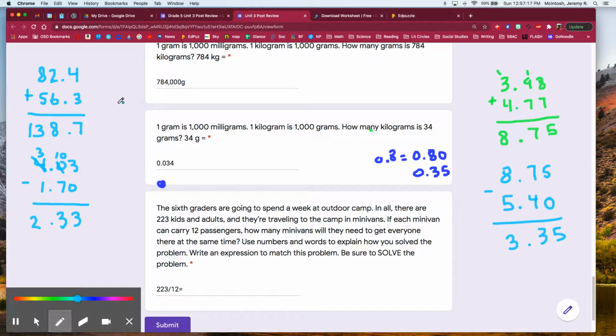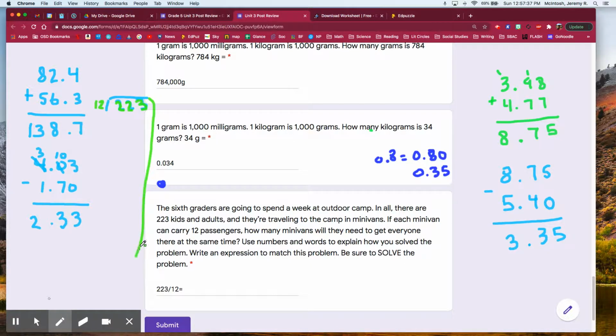Now I am running out of room here. So the way I'm going to do this is with our hangman strategy. And unfortunately, it is going to be very sloppy, and I am sorry about that. I'm going to change color so I don't get confused over here. So I'm going to divide 223 by 12. I'm going to start off by multiplying 12 times 10. I'm going to dwindle this number down, okay? So 12 times 10 is 120. I'm going to take that away from my 223.